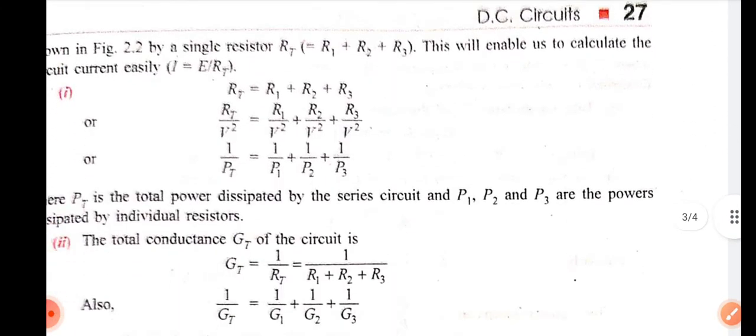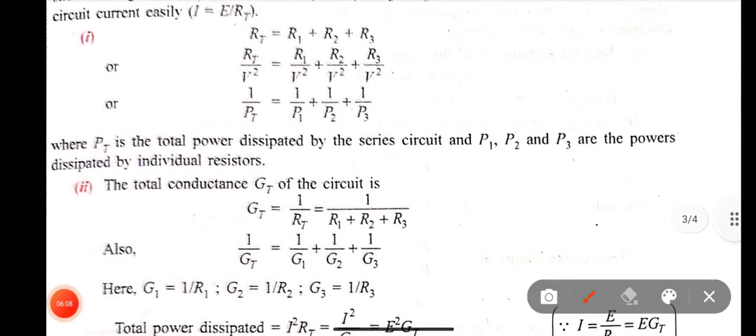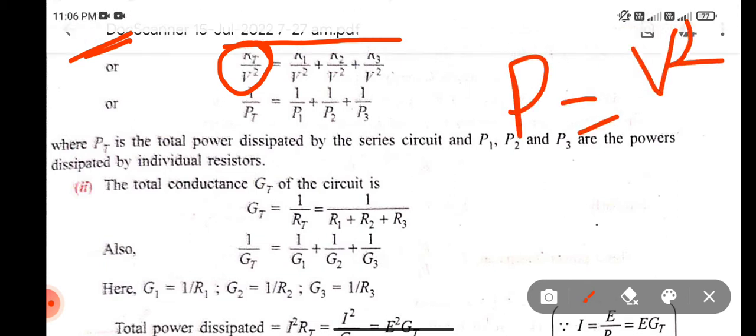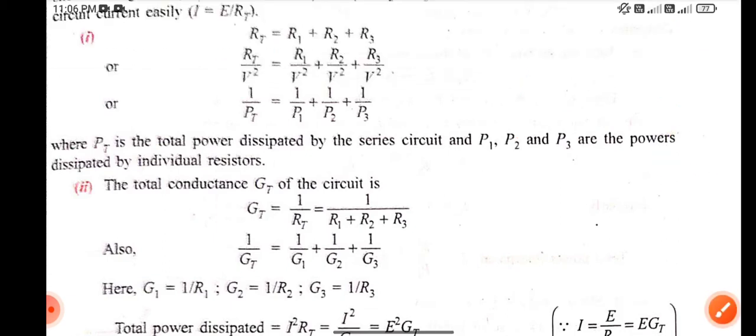Now we have been given some points regarding series of resistance. So as we know, this is the formula to find out the total resistance if there are lots of resistances. So, power equals what? V square by R, right? This is the formula, V square by R, I mean power.